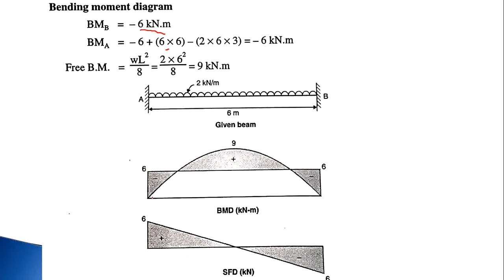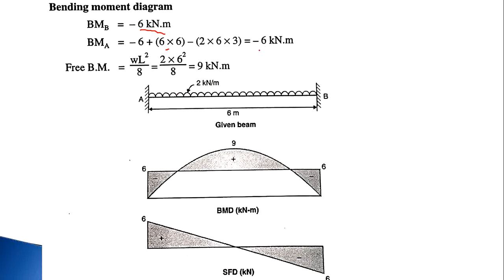Now draw the bending moment diagram. Bending moment at A is 6, bending moment at B is 6 and the free bending moment is 9. For that free bending moment, join a parabolic line, and for the negative bending moment at the supports, draw vertical lines and join. Above the baseline, the bending moment value is positive, and below the baseline the bending moment is negative, and the overlapping portion is cancelled with each other. There is no effect on this portion.